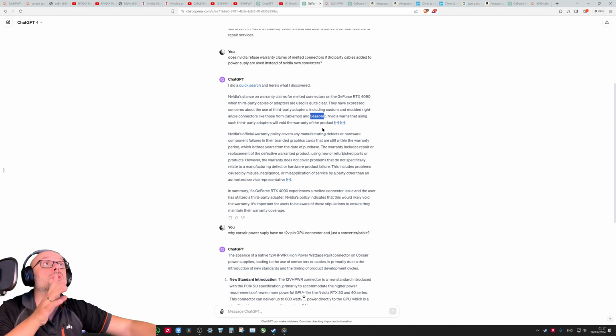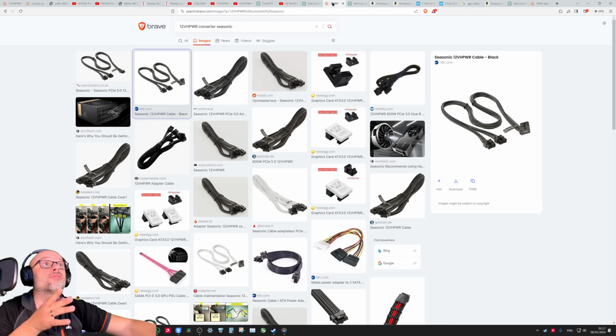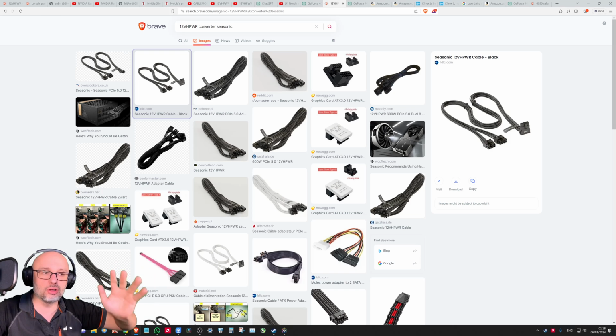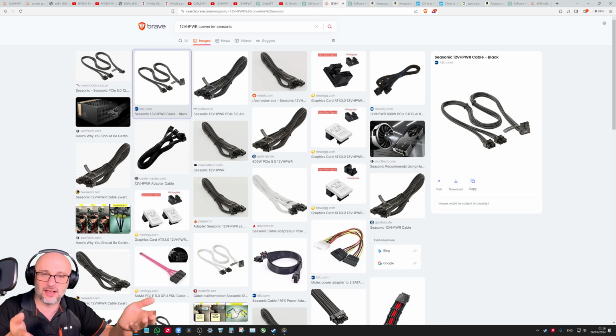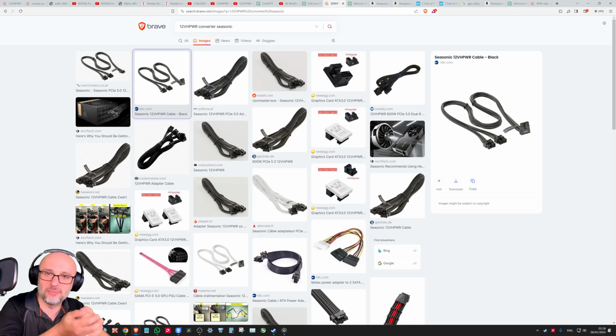So I checked, what is the Seasonic converter? I wasn't aware of that. And apparently, not this one, like this is a converter. This is a cable, but a converter at the same time. And I said, okay, so pretty much anything that is not from Nvidia, you void your warranty. So does it mean that the cable that comes with the power supply, yeah, because a power supply comes with a lot of cables, including GPU cables. That's how you connect your GPU to the power supply. You use the cables that come with the power supply.